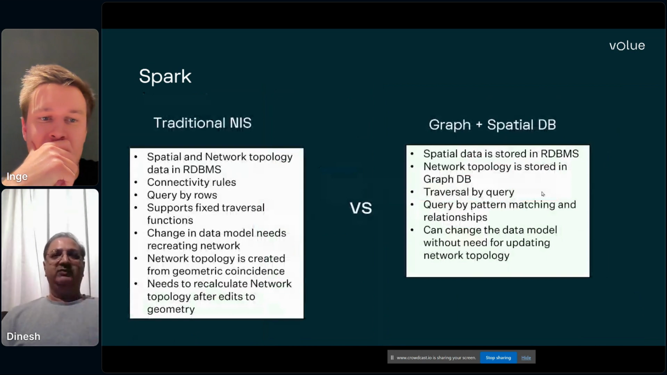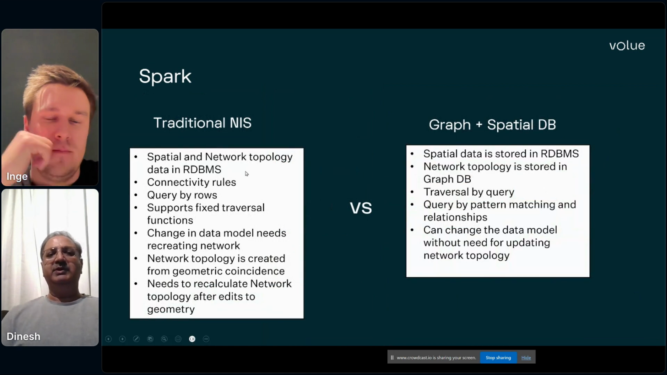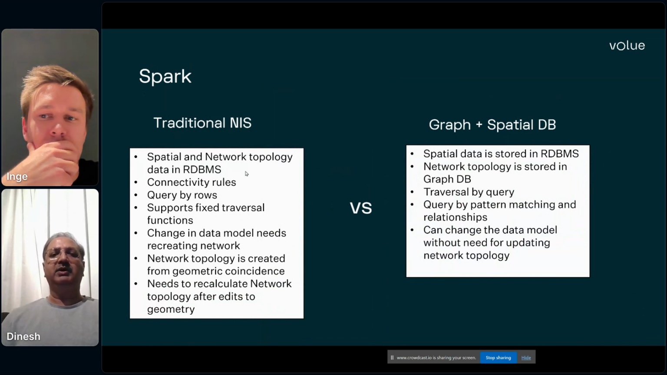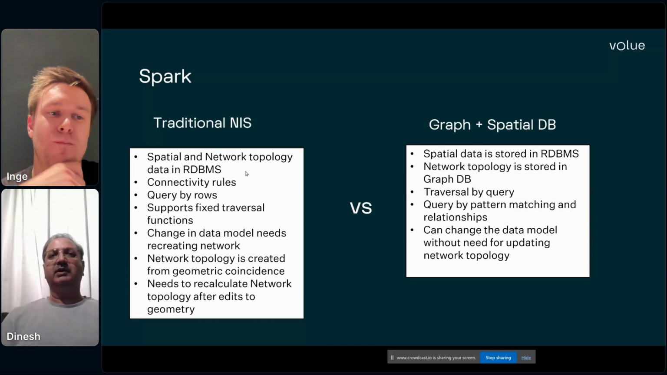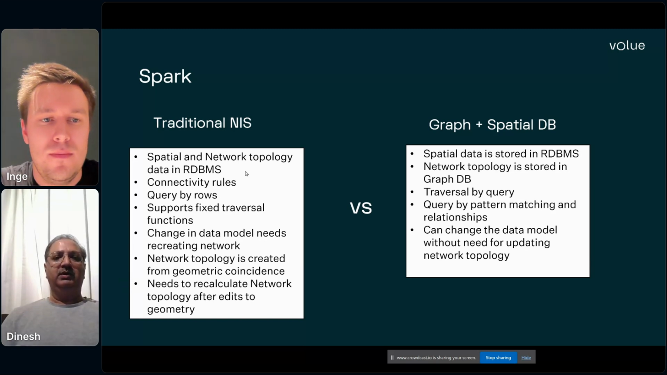So we started by looking at the traditional network information system management software, where we have spatial data and the network topology of the grid is stored in an RDBMS. They have connectivity rules. The queries go row by row, and it supports fixed types of traversals in the network, which is essential for performing the calculations and finding out the neighborhood.